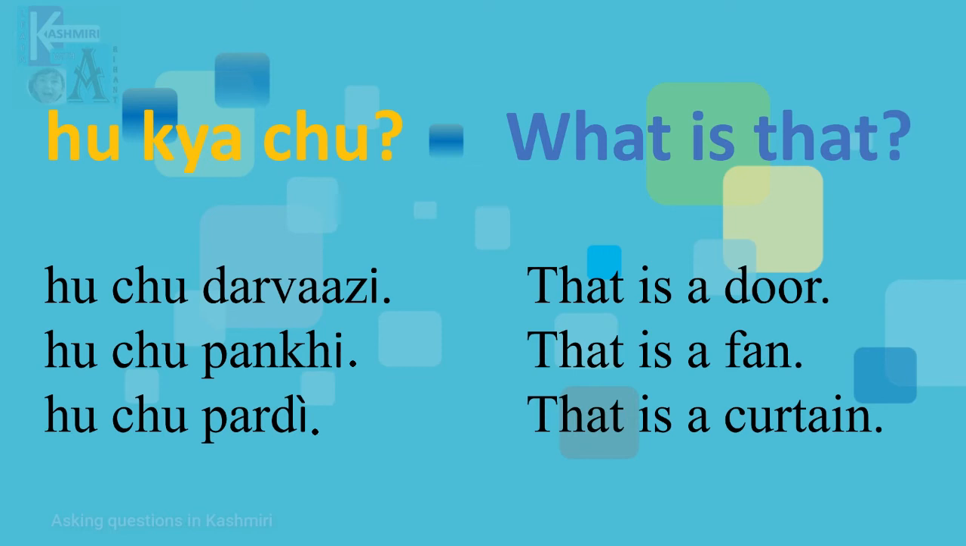What is that? हो क्या छु? That is a door. हो छु दरवाज़. That is a fan. हो छु पंख. That is a curtain. हो छु पर्द. We use हो to ask for things that are far away from us and is a masculine noun. In this case, door, fan and curtain are masculine nouns.